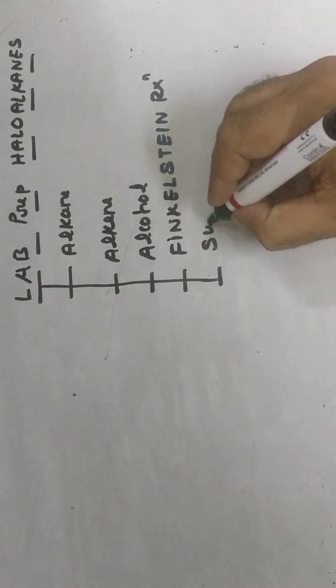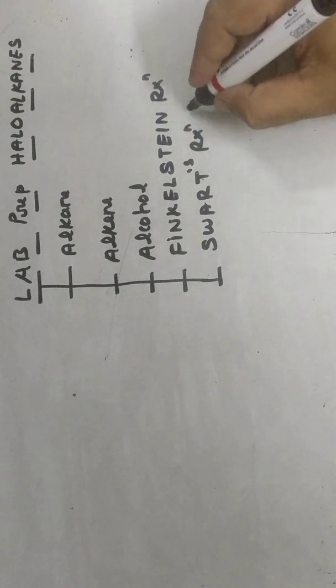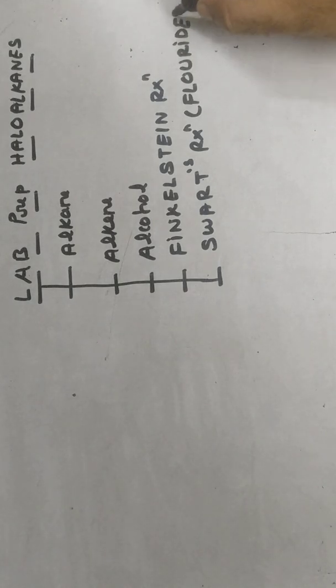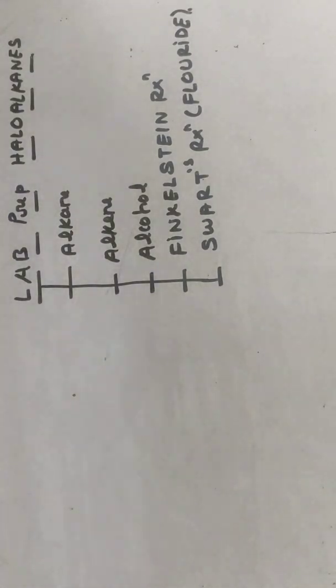And then we are going to discuss the Swarts reaction, which is used for the preparation of only fluorides. I'll be making fluoride only by the Swarts reaction. So today we are doing the lab preparation of haloalkanes from 5 sources: number 1 alkanes, number 2 alkenes, number 3 alcohols, the Finkelstein reaction which is used to make iodides, and the Swarts reaction which is used to make fluorides. One by one we are going to convert them into alkyl halides.